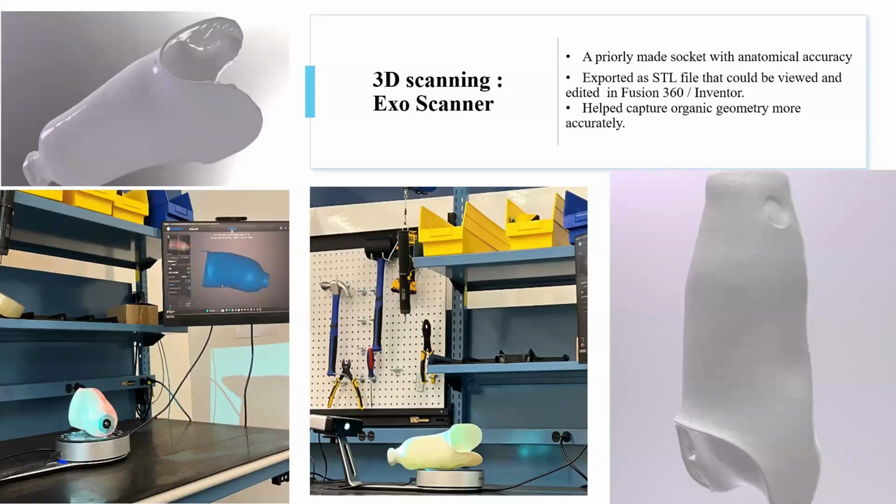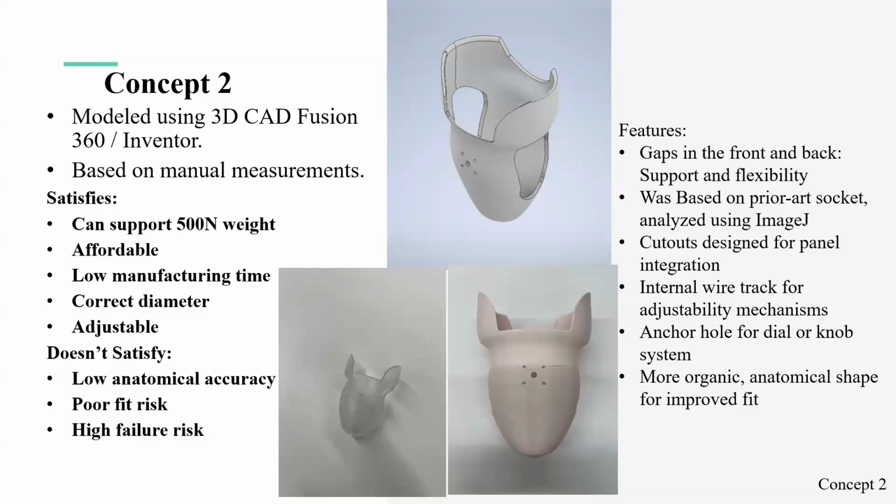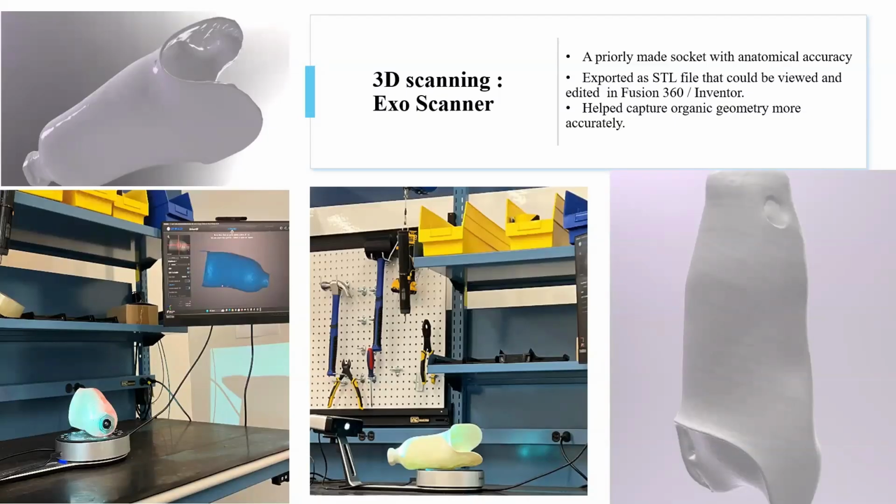And another issue with this concept is that it is not fully anatomically accurate, and since it's not fully anatomically accurate, it has high failure risk, because that is very important, as I've previously stated in the beginning slides. So a way to mitigate that issue is by using 3D scanning.